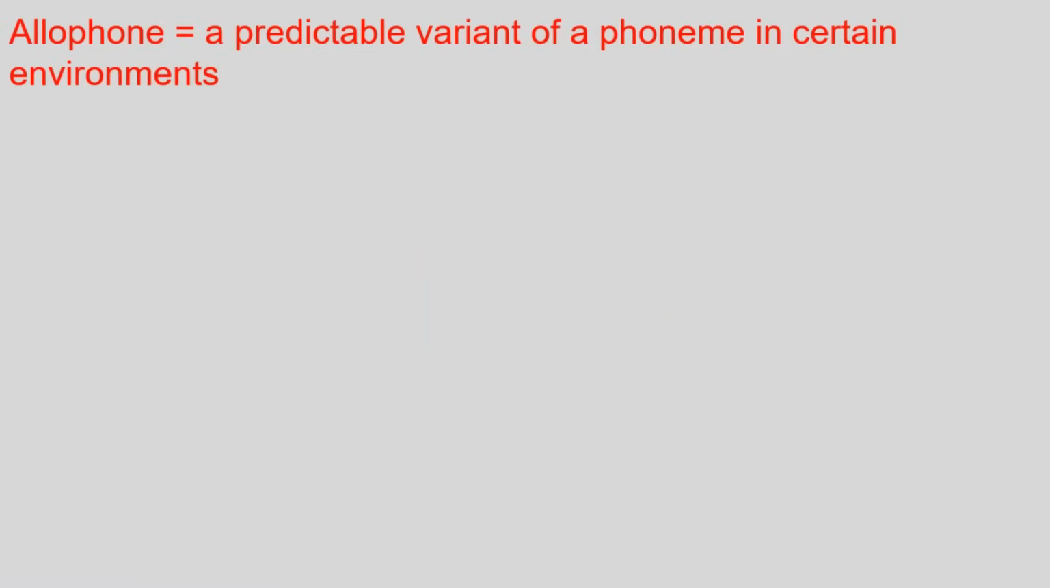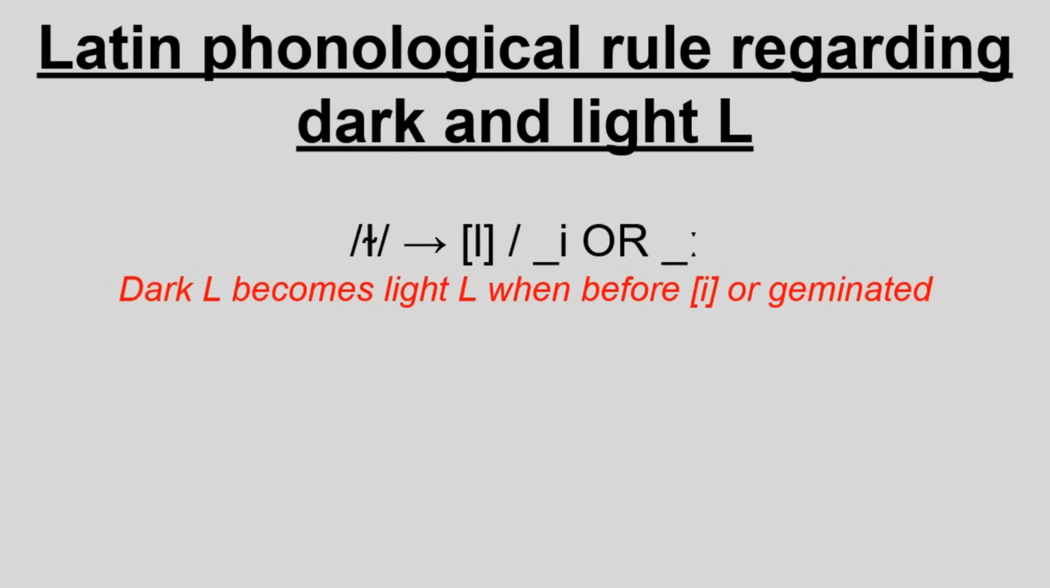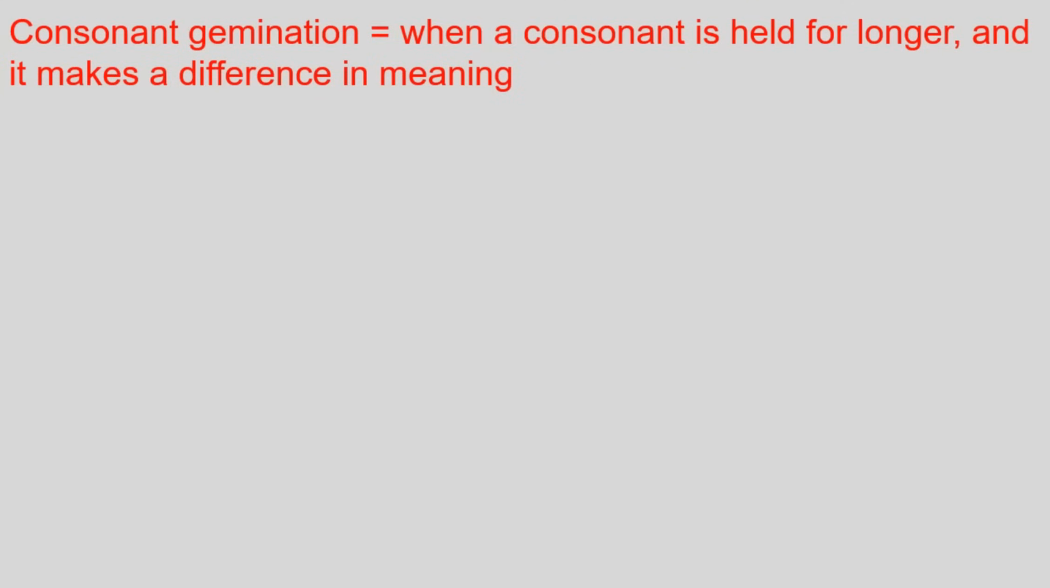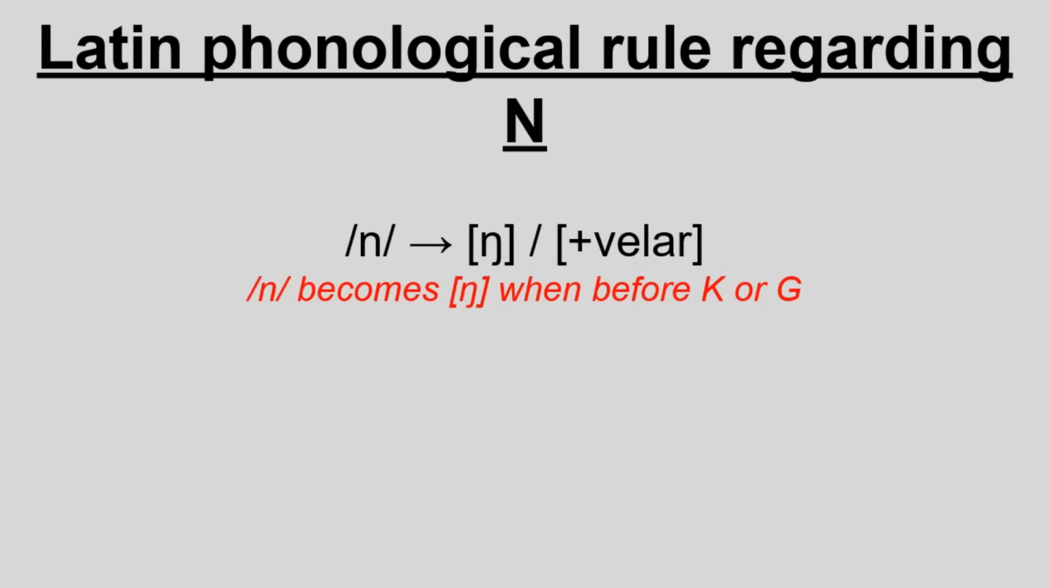As far as allophones, la was dark by default, but became light la when either before e or geminated. Speaking of which, yes, Latin had consonant gemination, where the consonant was held twice as long. This will be a very important point at various times in this video. There's also just the standard allophone of na becoming ng before velar consonants.